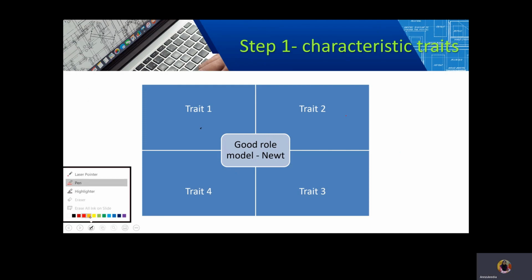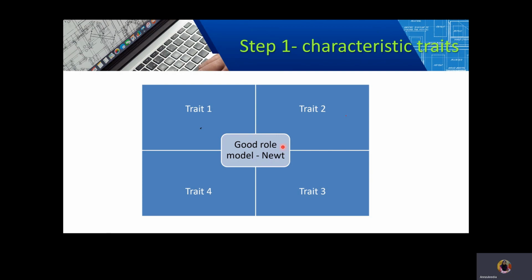All right. So we know the question just now is we need to identify the character. So the first thing you need to do is, in the smallest square here in the middle, you need to answer the questions. In this case, the question asks you, who is the character that you choose as a good role model? So in this case here, we have answered Newt. Okay, now you can choose any other character from the book.